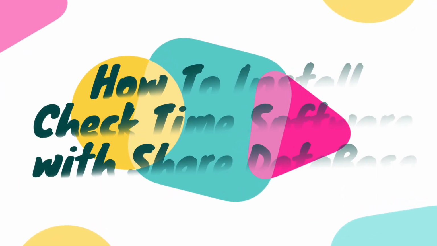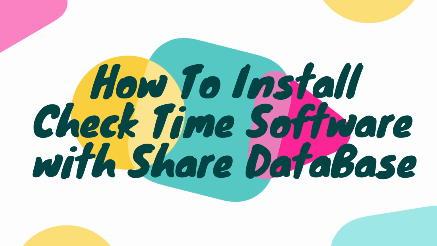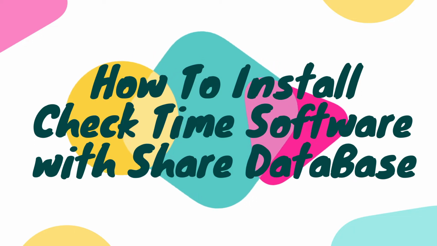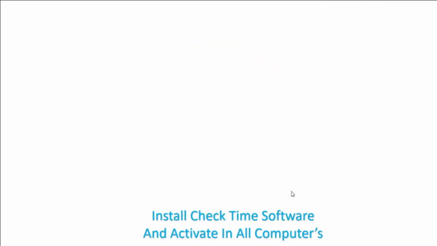Today we are going to learn how we can install the Checktime software in multiple PCs with a shared database folder, so every user can change the data and everybody can see it. In this process, step 1: install the software in all the PCs and activate it. Then make sure all the PCs are linked to the same Wi-Fi or network.